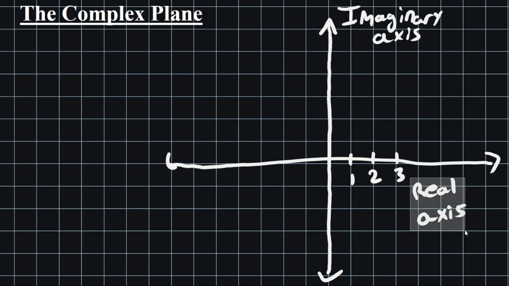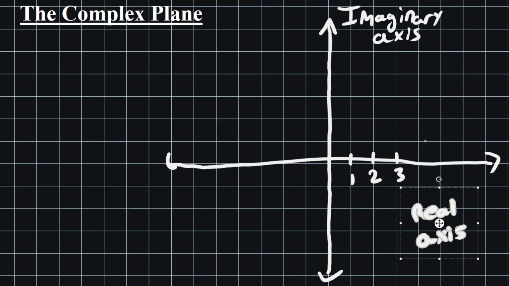Let me just go ahead and move this. We'll just write down all our numbers: 1, 2, 3, 4, 5, -1, -2, -3, -4, and -5. Now our imaginary axis is going to work a little differently.